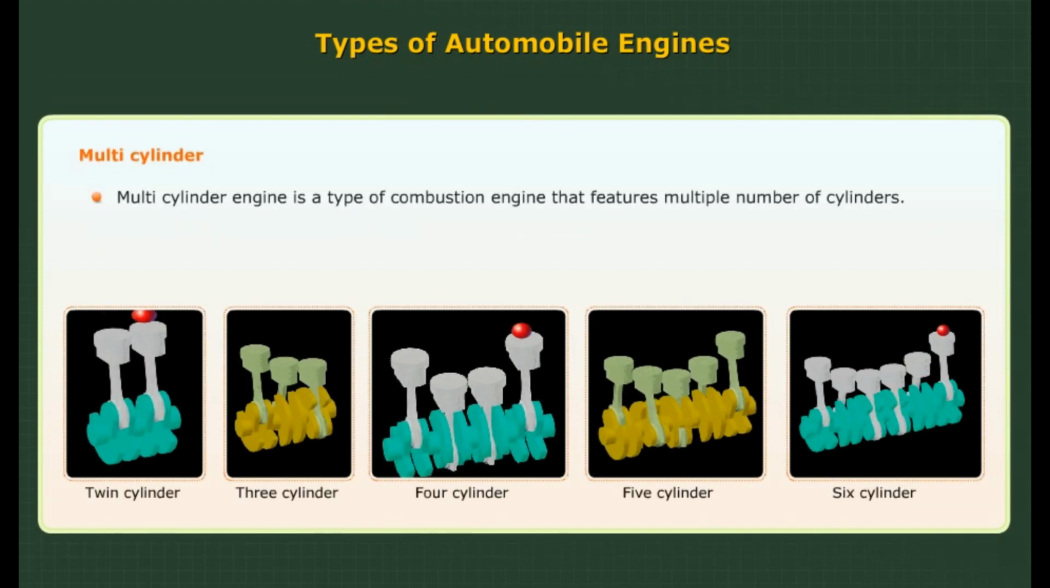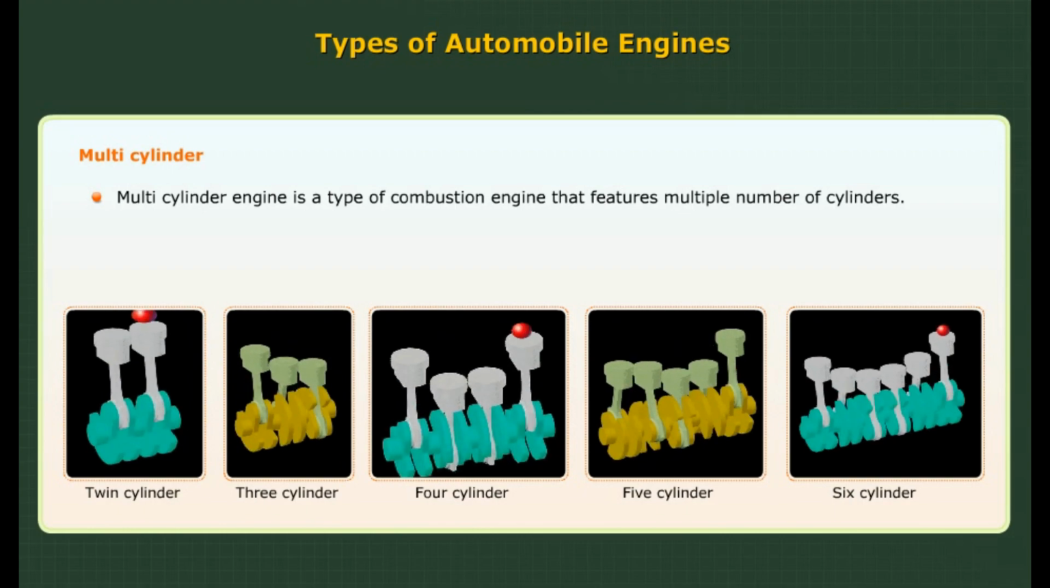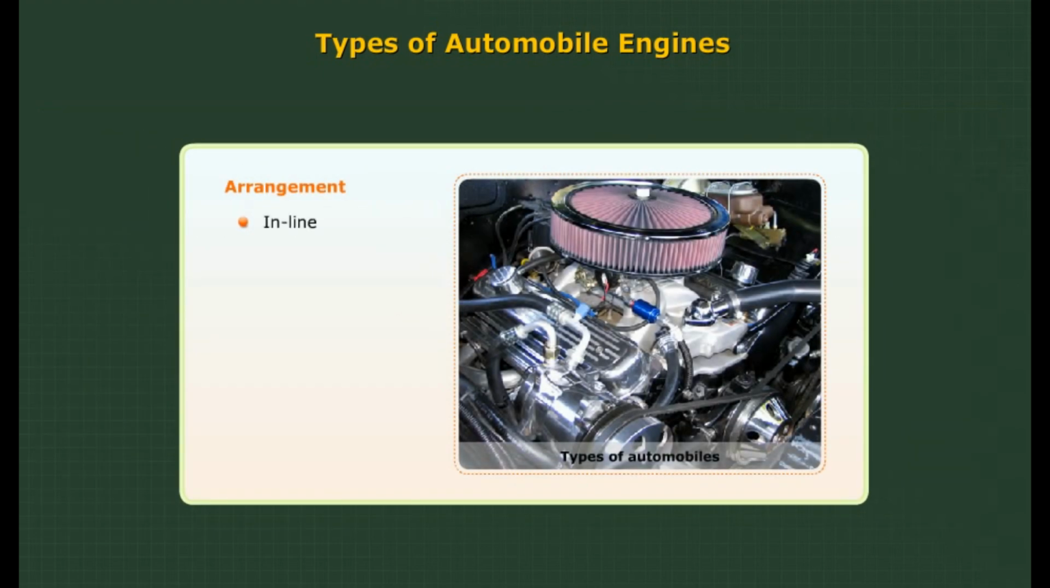Multi-cylinder. Multi-cylinder engine is a type of combustion engine that features multiple number of cylinders. In order to provide larger power, better balance, smaller size, reduced overall height, and the purpose of even torque, it would be used. Some of the few multi-cylinder engine types have been shown in the figure. Arrangement: inline, V-type, radial, opposed cylinder, opposed piston.